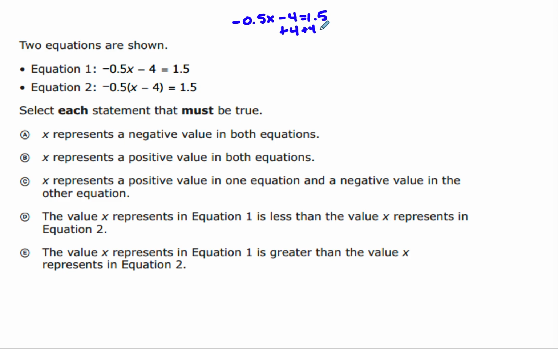Make sure when you have decimals that you add placeholder zeros as needed. So I changed that into a 4.0. So I have negative 1/2 x, negative 5/10 x, equals 5 plus 0 is 5. 4 plus 1 is 5. Okay, now I'm going to divide by that 5/10 x.